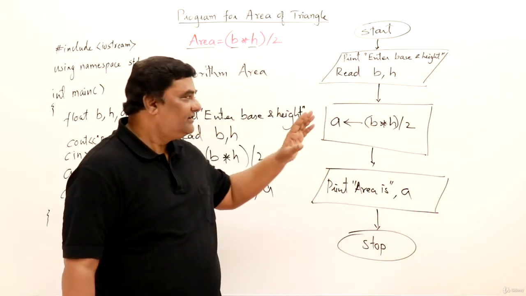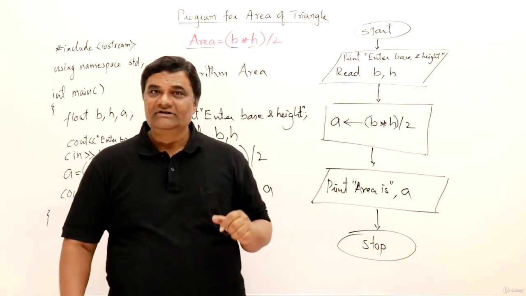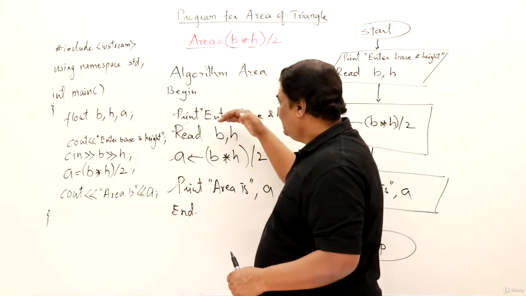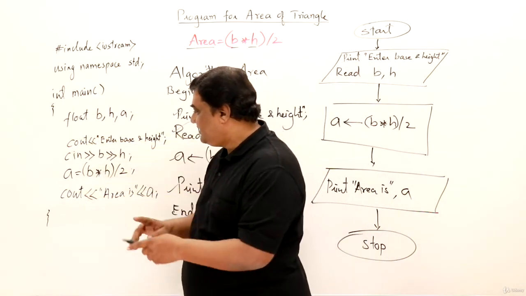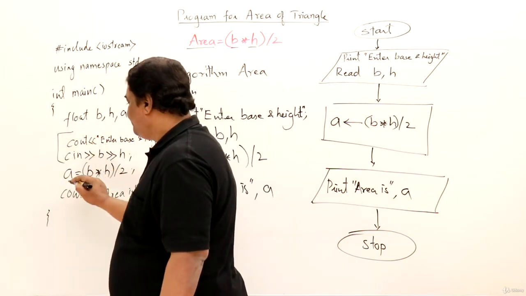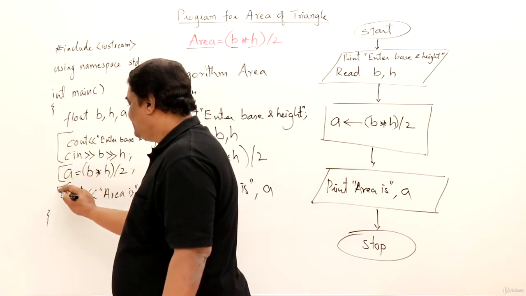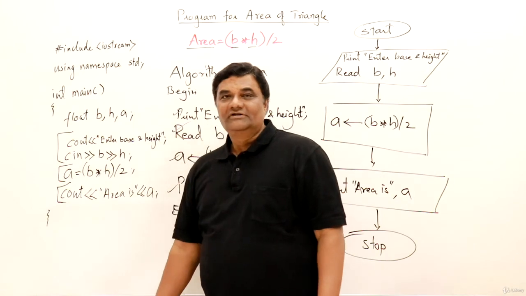So first we have written the flowchart, then converted it to an algorithm that is having input, process, output. So this is also having input and then process and output. So these lines are input and this is for process and these lines for output.